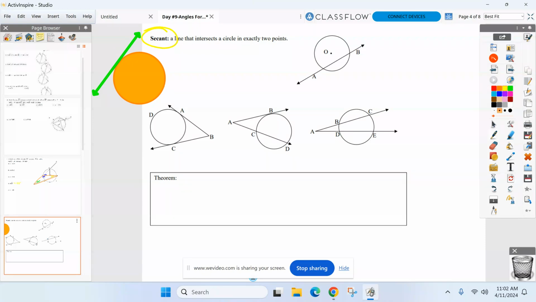You want to take it? How do you say that word? Secant. Good job. It's not French. It's not secant, like a croissant. All right, secant. A line that intersects the circle in exactly two spots. I wanted to introduce that because you're going to see a lot of secants drawn today.